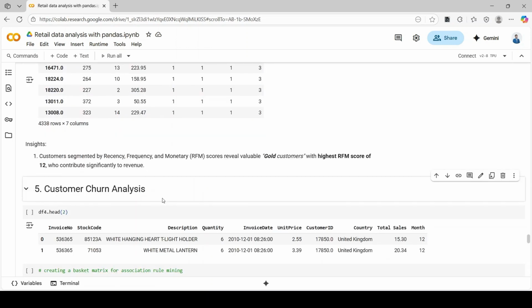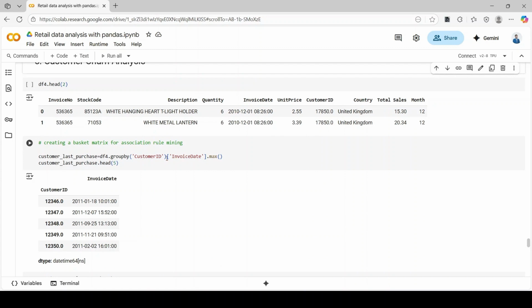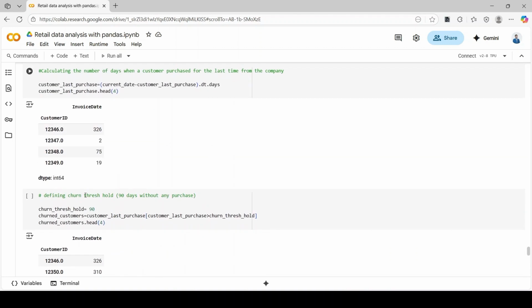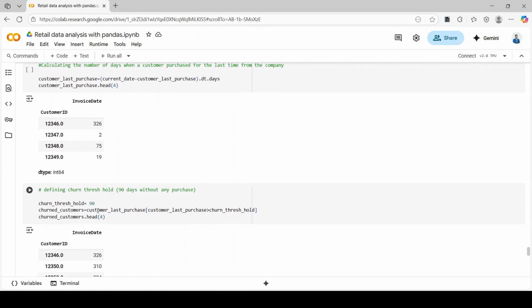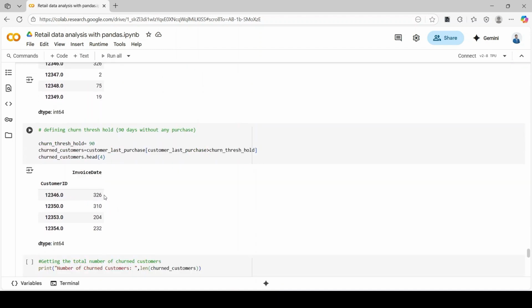And we did customer churn analysis, where we tried to figure out firstly when was the last time a customer purchased from the company. For that, we grouped by customer ID column and tried to find out the maximum invoice date available for that particular customer ID. We established a churn threshold of 90 days, which means if a customer didn't purchase from the company at least once within that 90 days period, then he would be categorized as a churn customer.